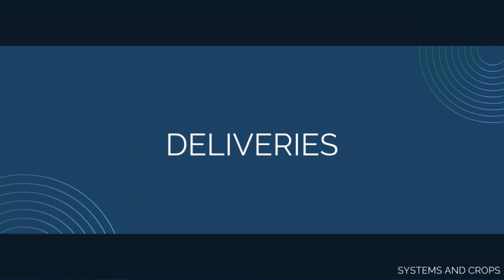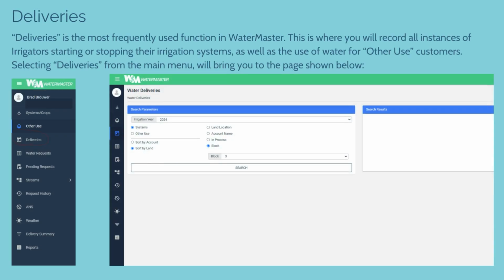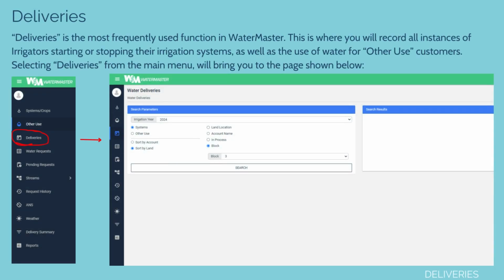Deliveries is the most frequently used function in WaterMaster. This is where you will record all instances of irrigators starting or stopping their irrigation systems, as well as the use of water for other use customers. Selecting Deliveries from the main menu will bring you to the page shown here.